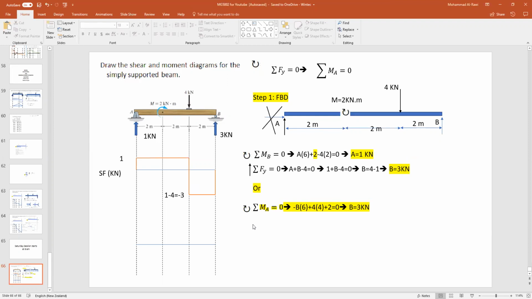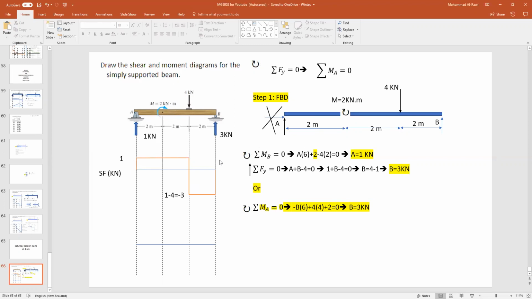It doesn't matter. Now, after we found the values for the support reactions, I need to allocate them: 1 kilonewton, 3 kilonewtons. So I draw my shear force diagram. From the 0 point, I'm moving upwards 1 kilonewton. There is no effect of the moment along that, because this is a shear force diagram, not a bending moment diagram. So that's why I ignored the 2 kilonewton meters. But definitely its effect is calculated in the support reaction, so it doesn't mean I ignore it here.